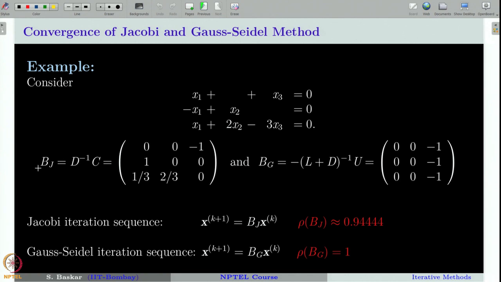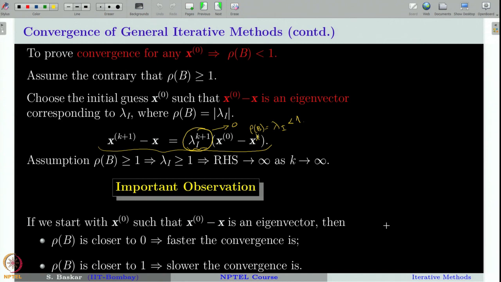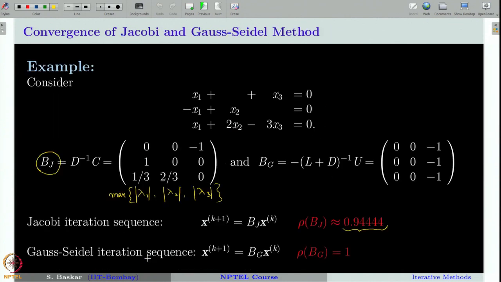For that, you have to take this matrix Bj and find all its eigenvalues and then take the modulus of the eigenvalues. Let us say they are lambda 1, lambda 2 and lambda 3. Then you take the modulus of all these eigenvalues and then take the maximum of all these numbers. In this case, it happens to be 0.94444. Now, go back to our previous observation. The spectral radius of the Jacobi iteration matrix was pretty close to 1. Right. So, that is why we witnessed that the convergence was pretty slow.